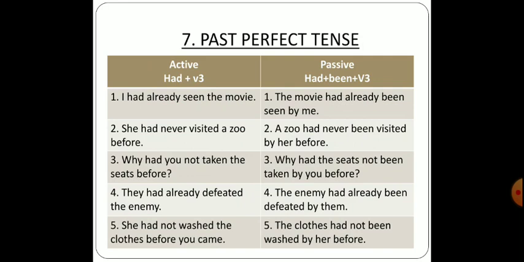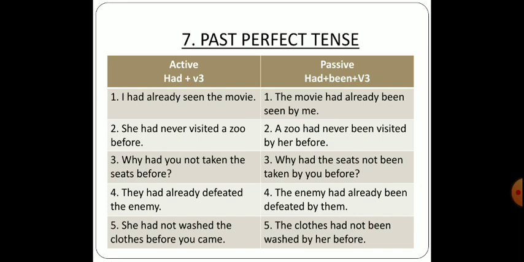The second one is she had never visited a zoo before. A zoo had never been visited by her before. Third sentence, why had you not attended the seats before? Why had the seats not been taken by you before? So you can see over here, if the active sentence is interrogative, then the passive one would remain the same. We are not supposed to change it.